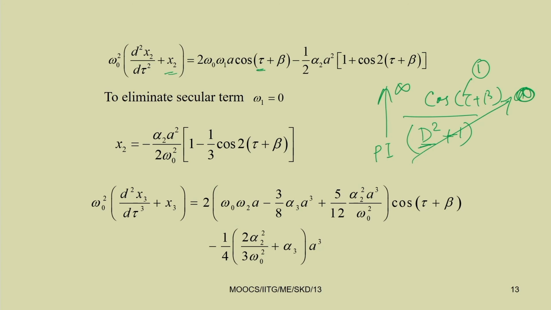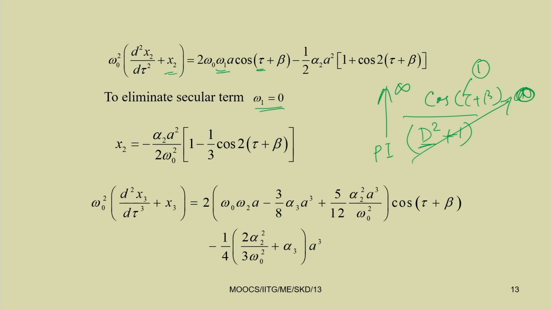As you know, the cos term has a maximum value of 1, so it cannot be 0, and omega 0 is not 0. So, a equal to 0 will lead to the trivial solution. If you require a non-trivial solution, omega 1 must be equal to 0. By making omega 1 equal to 0, only then can we eliminate the secular term. This way we have determined the term omega 1.